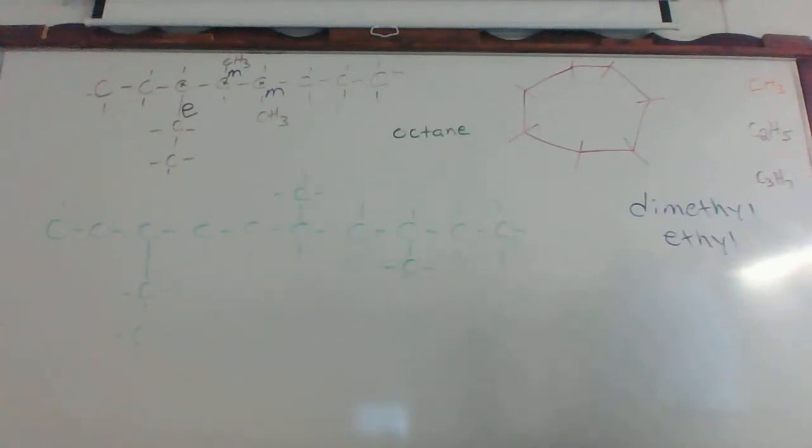Okay. And then rule number 4, put the positions and numbers in each alkyl group in front of the name of that alkyl group. And rule number 5, use hyphens to separate the position of numbers from the names. If there are more than one number in front of the name, use commas to separate the numbers.